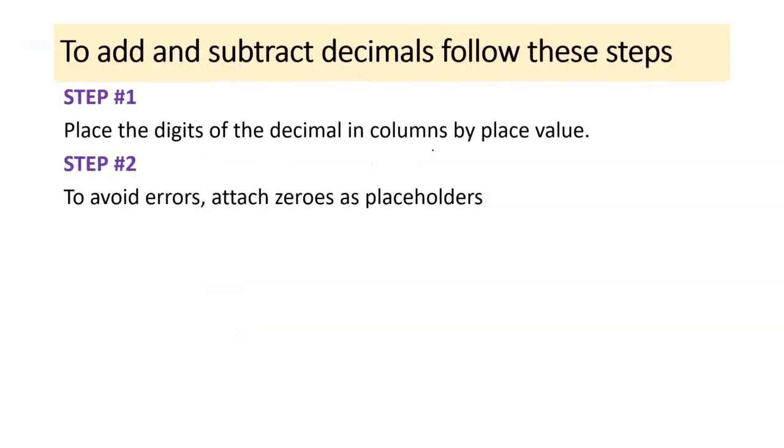Let's add and subtract now. We will follow the 2 steps. Place the digits of the decimal in the columns according to the place value. To avoid any errors, we will attach the 0 as a placeholder. Let's look at the example: 68.9 plus 3.546. We're going to add.